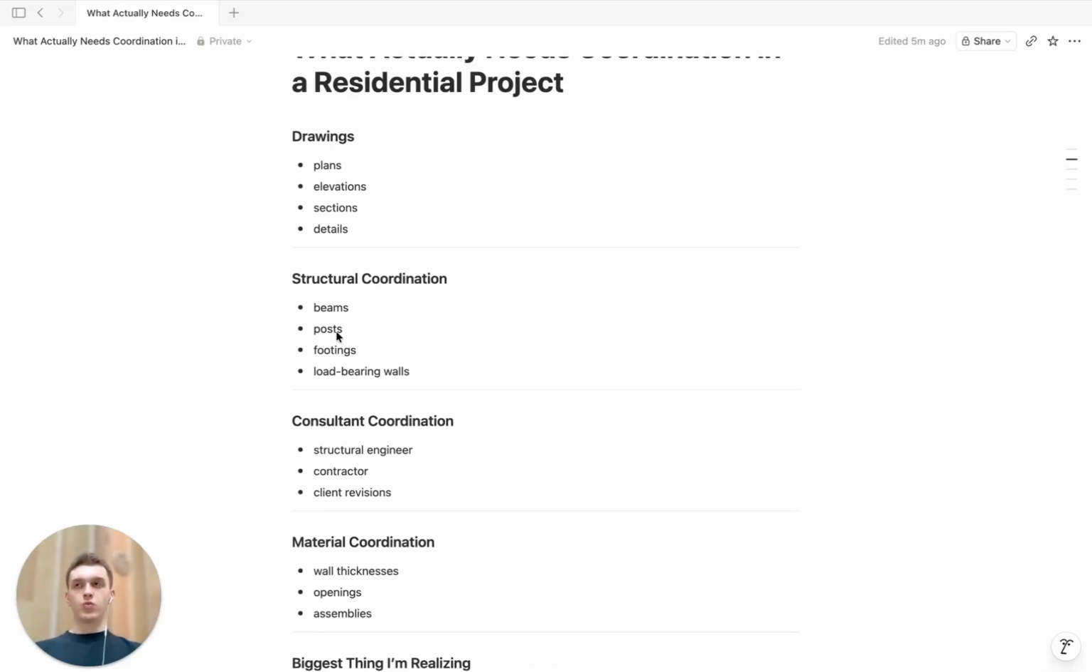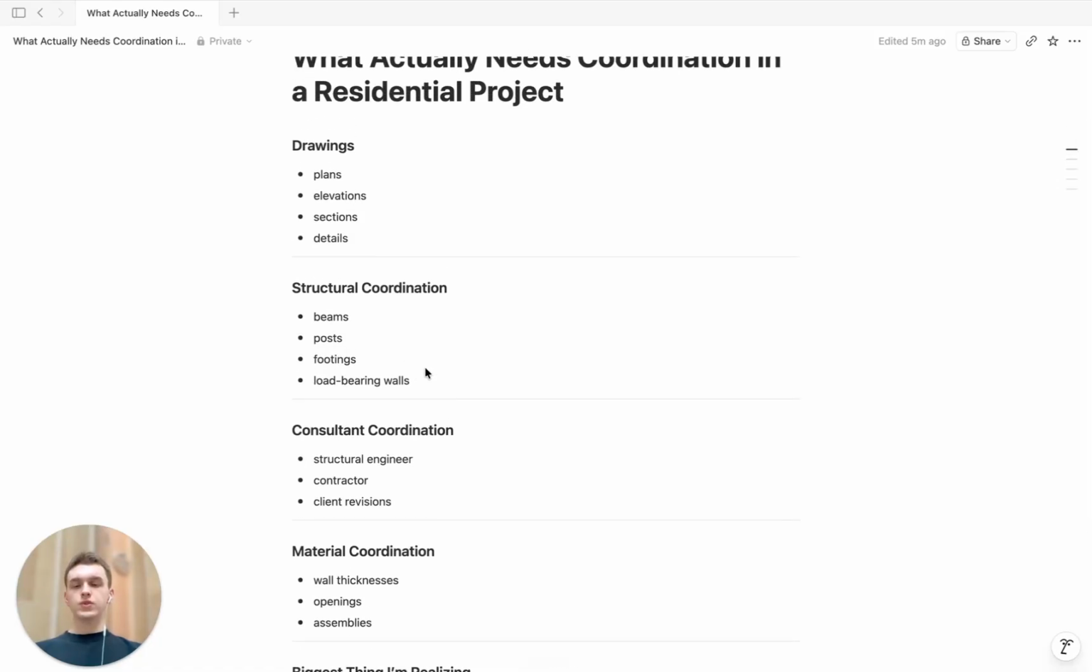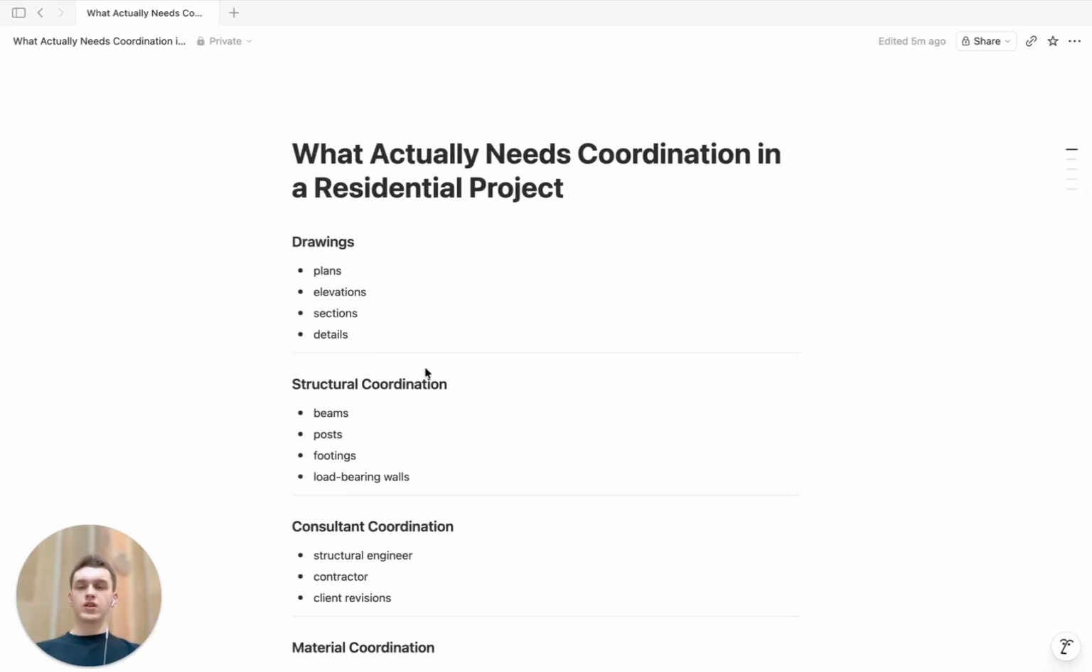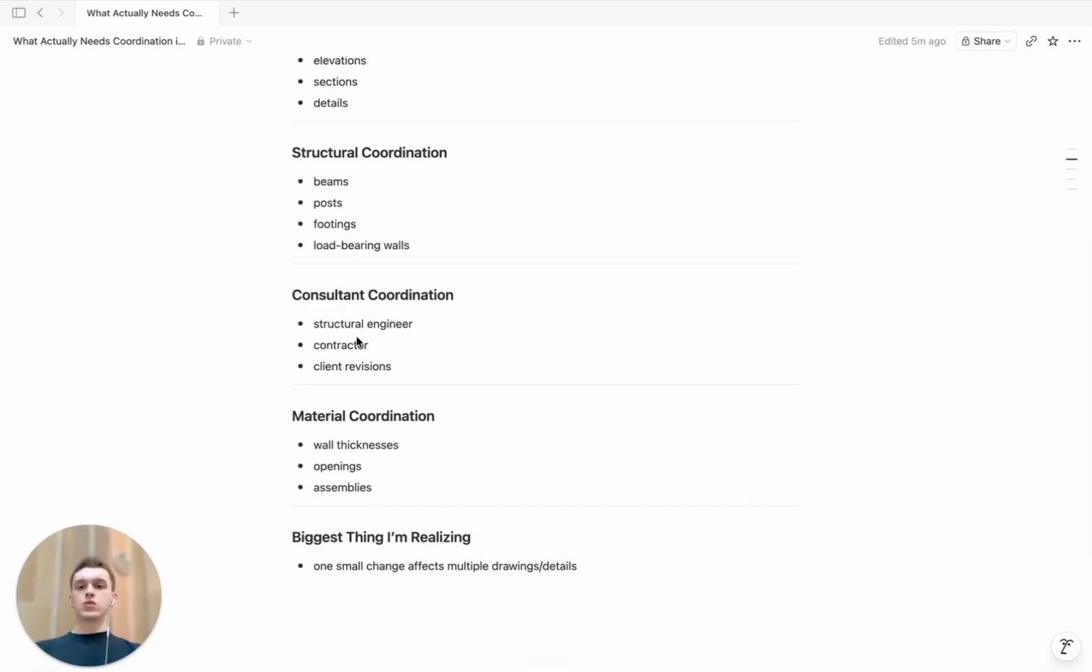Structural coordination: beams, posts, footings, load-bearing walls. That needs to be reflected in the structural plans, but also reflected on the architectural plan. As I said, there should be fluency between these plans, and in a way also hierarchy, understanding that architectural designers do the aesthetic work, but structural engineers make the building happen and exist essentially.